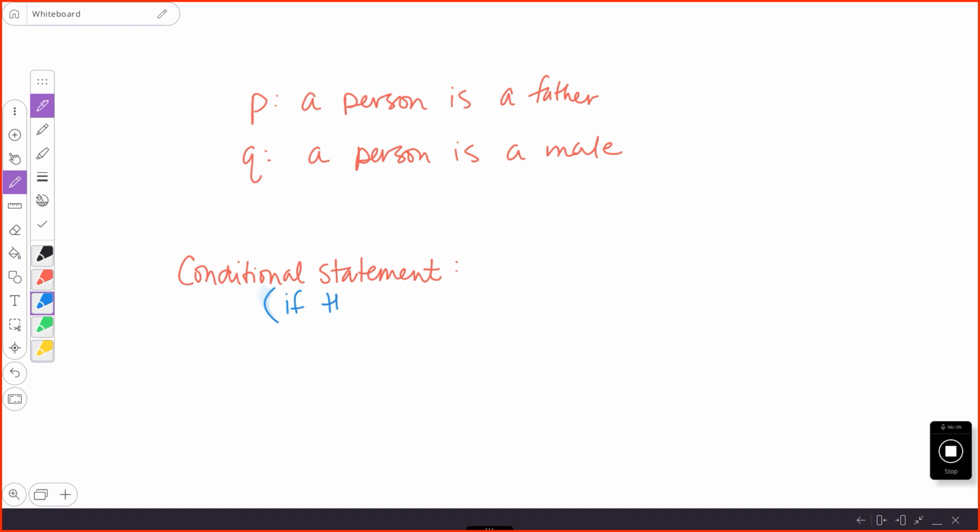Okay. This is an original if-then statement. And so it is what I did on the other video. P implies Q. And if you're going to read the actual statement, you would read, if a person is a father, then a person is a male.